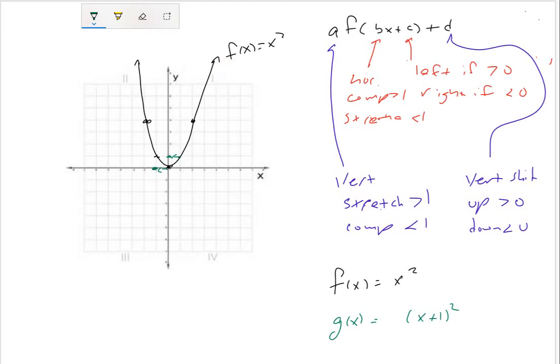This point moves over here. This point moves over here. So just everything on the graph. And so we can see, if we do that, the graph of that function is going to look something like that.